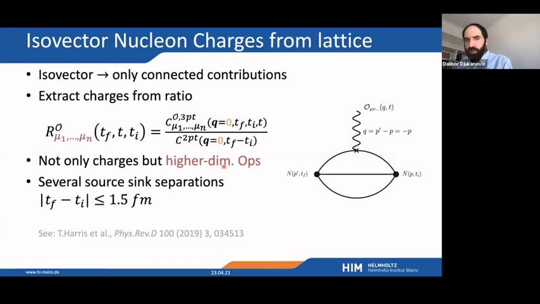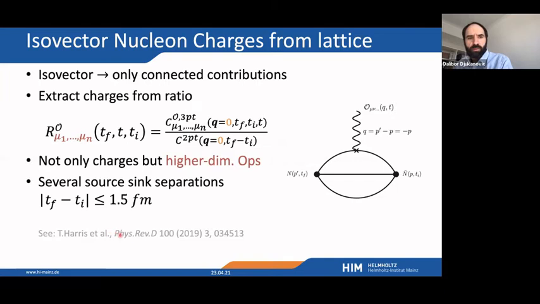So I'll just show you the result for the isovector nucleon charges from the lattice. The isovector, which basically means proton minus neutron, is a very nice quantity because only the connected contributions contribute. And this is depicted in the sketch here on the right-hand side. And you see that for the charges, the square root factor is just missing here. This is just 1. And you have this ratio of the 3-point correlation function over the 2-point correlation function. And in the asymptotics of large time, this would just give you the charge that you want.